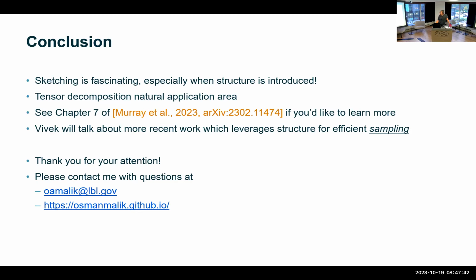And Vivek will soon tell you about our more recent work on using these kinds of ideas, of leveraging structure, in the case of sampling-based algorithms for tensor algorithms. Okay, and feel free to send me an email if you have any questions, and I'm happy to take questions now. Thank you.